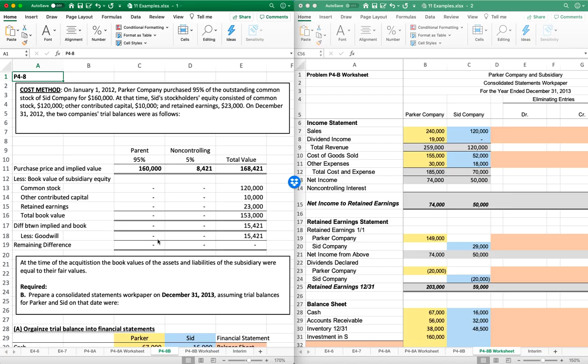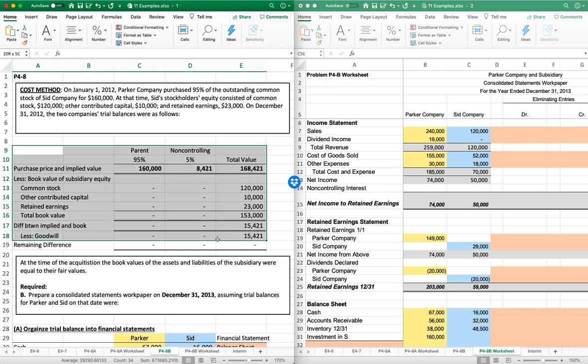This example is a continuation of the example that we started in the previous video. We've just moved 1 year farther into the future, but it's the same transaction with the same parent, same subsidiary. Because of that, our computation and allocation of differences schedule has pre-populated from our previous example. Remember that our computation and allocation of differences schedule is prepared on the date of acquisition and doesn't change. So even though we're going to refer back to it, we don't need to recalculate it when we consolidate subsequent years.